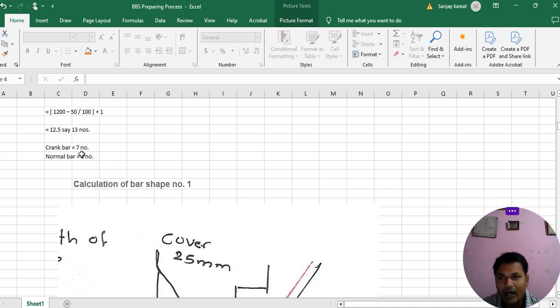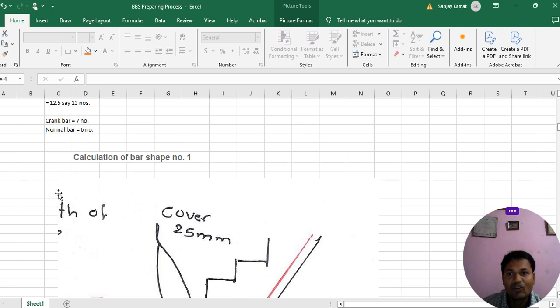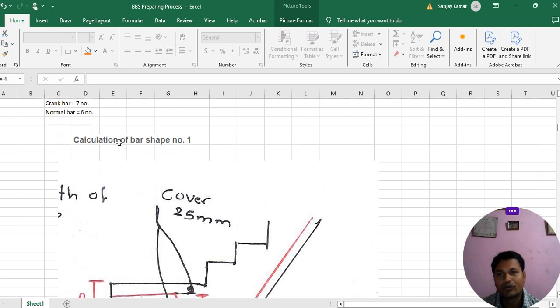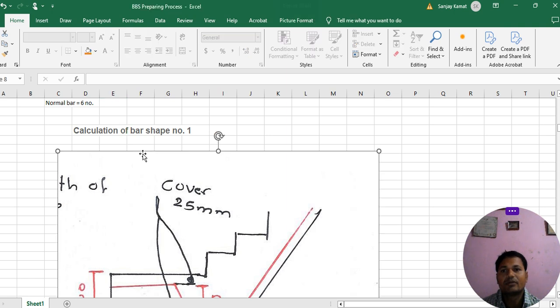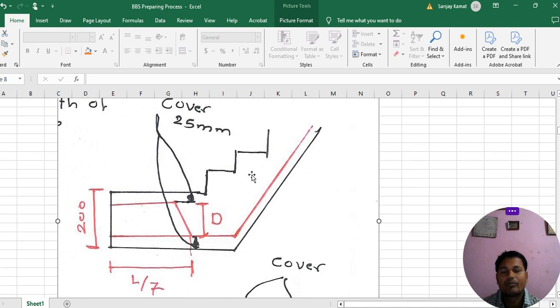Now crank bar is how much? Number 7. And normal bar is how much? 6 number. Normal bar is 6, and crank bar means you have to bend. If you bend that bar, it will be converted into a crank bar. So crank bar is 7, and normal bar we are taking here 6 number. Now we are going to calculate the bar shape number.